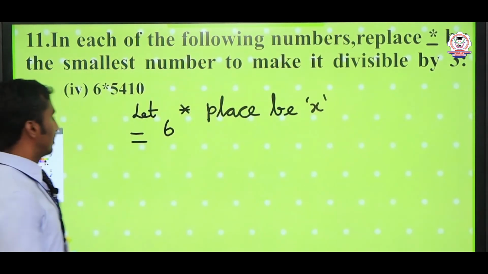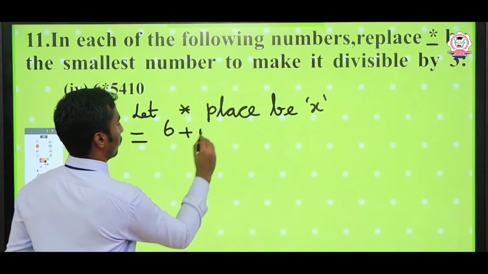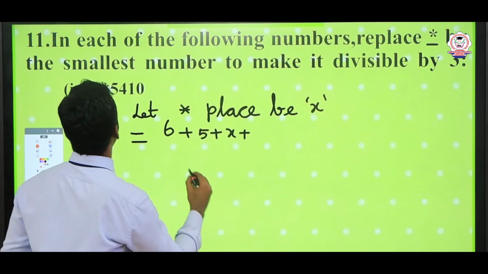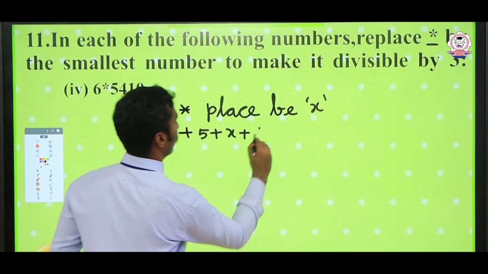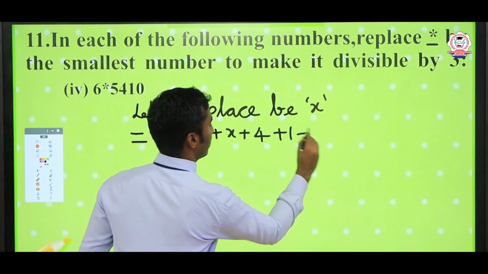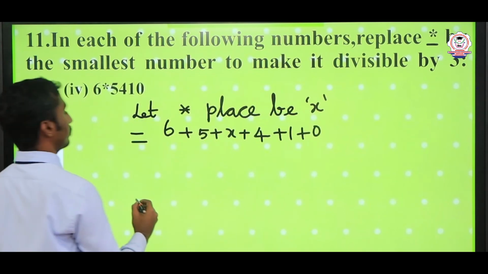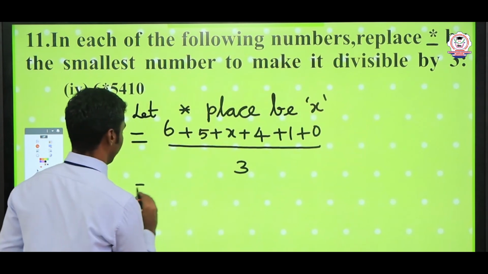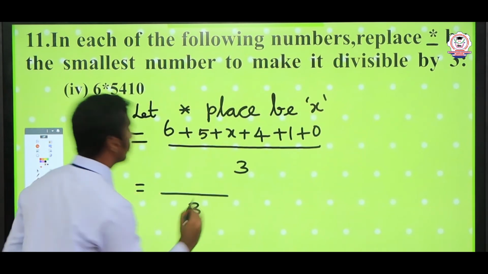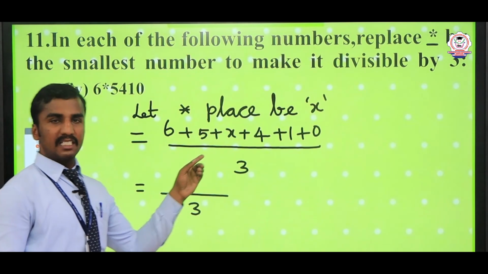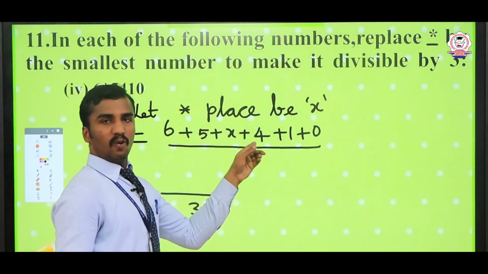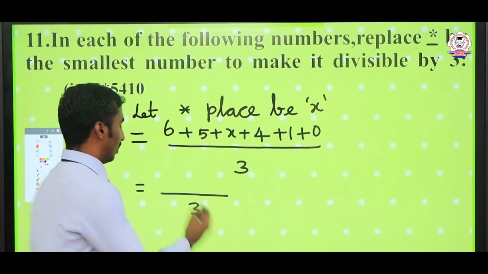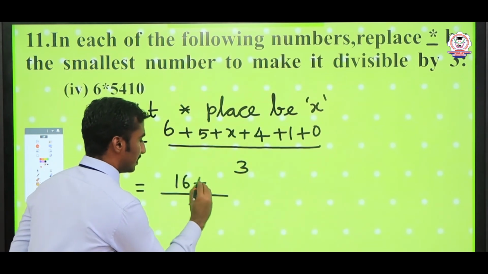Let the star place be x. So 6 plus 5 plus x plus 4 plus 1 plus 0, divided by 3. So 6 plus 5 is 11, 11 plus 4 is 15, 15 plus 1 is 16, 16 plus 0 is 16 only. So 16 plus x.